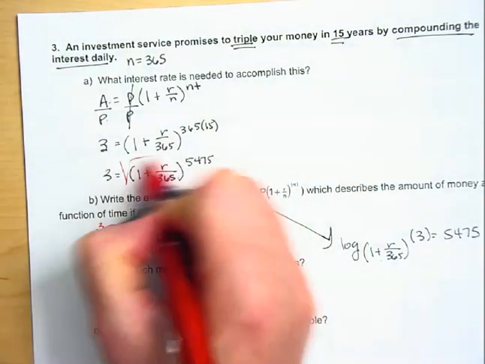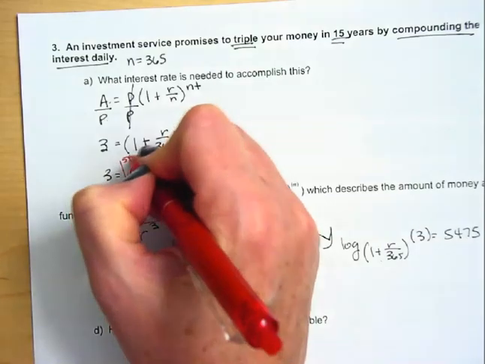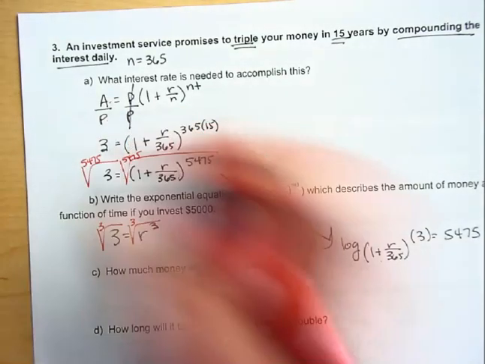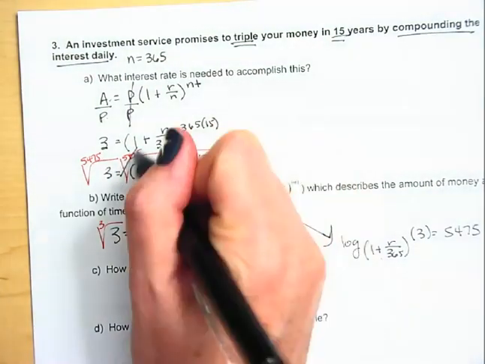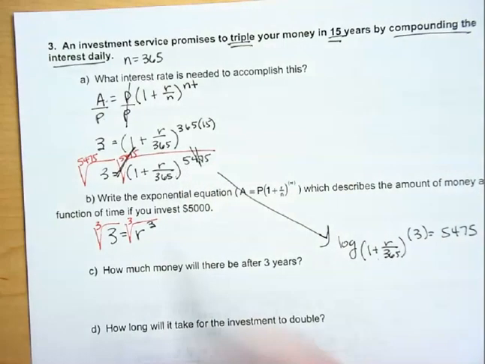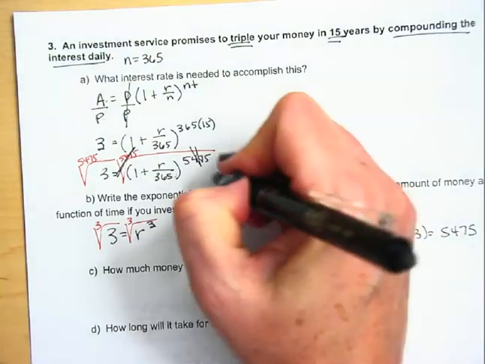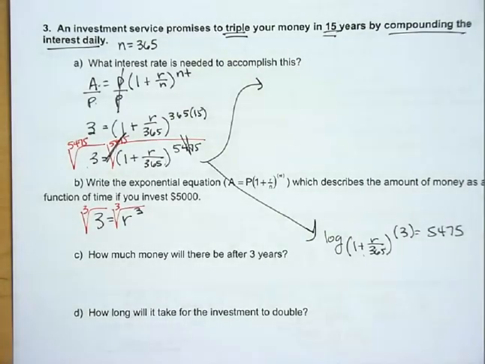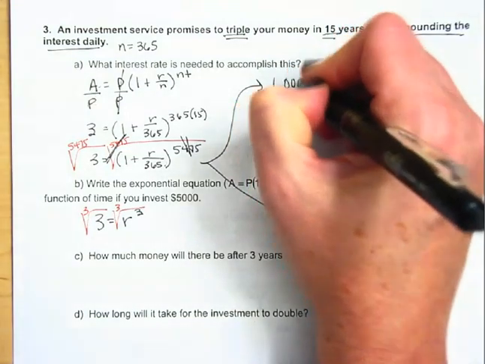So I am going to take the 5,475th root of both sides. And on the left, the root cancels the power. On the right, the root cancels the power. On the left, you're going to put this into Desmos or the graphing calculator. The 5,475th root of 3 is approximately 1.0002.